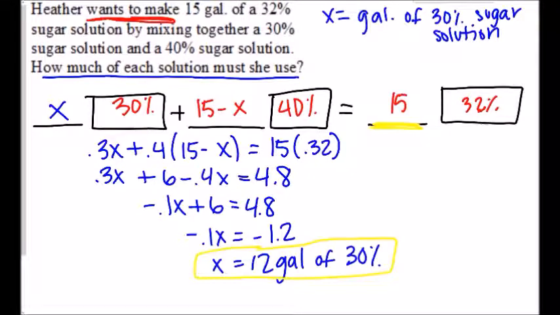Okay, now to figure out how many gallons of the 40% solution, you have to look at your total amount again. So we want a total of 15 gallons, so we already have 12. This must be 3.